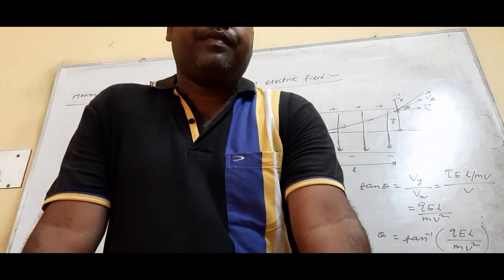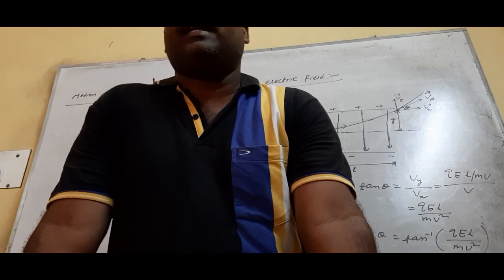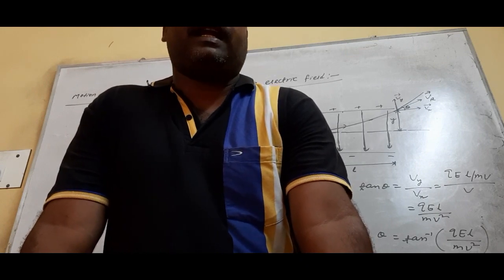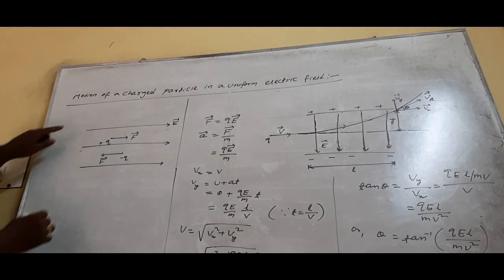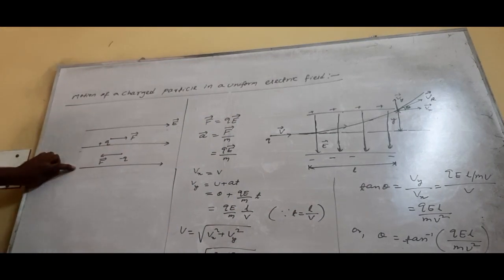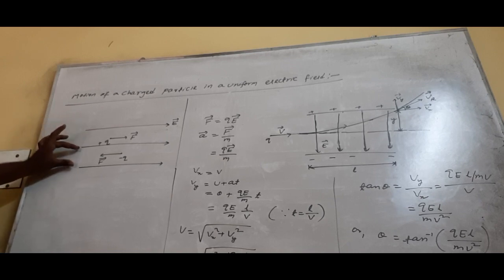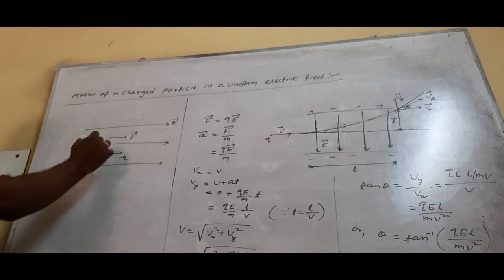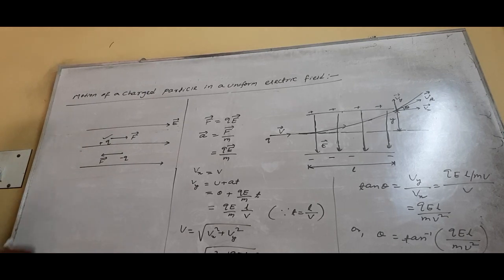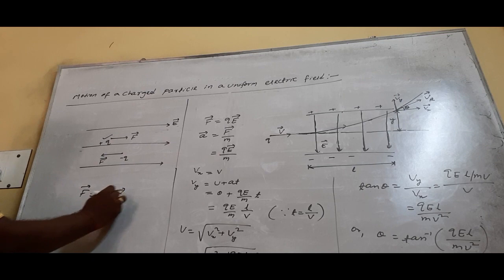You remember, uniform electric field is represented by equidistant parallel lines. So you see, it is a representation of uniform electric field. The distance between electric field lines is the same. So if you place a positive charge, you know electric force F is equal to QE.